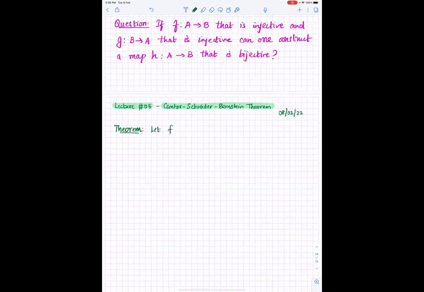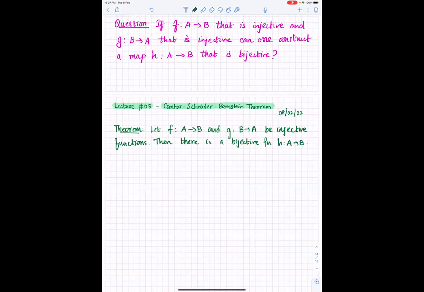Let f be an injective function from A to B, and g also an injective function from B to A. Then there exists a bijective function h between A and B.